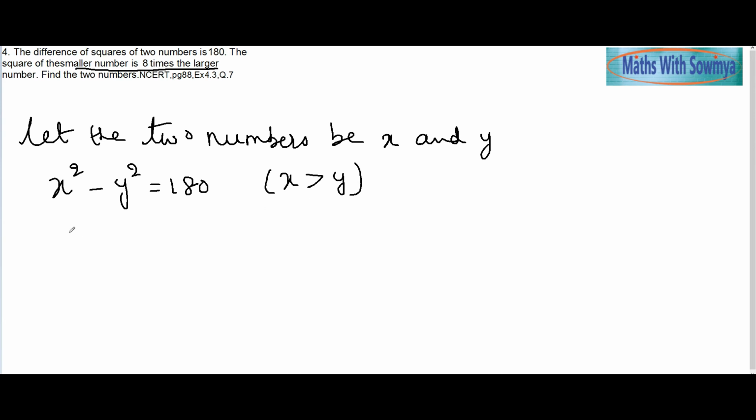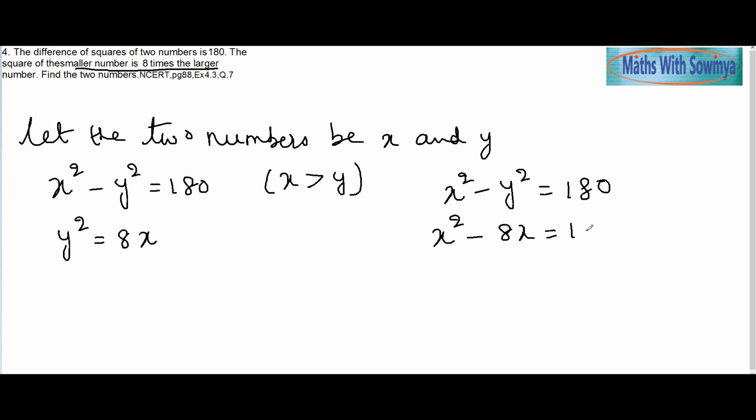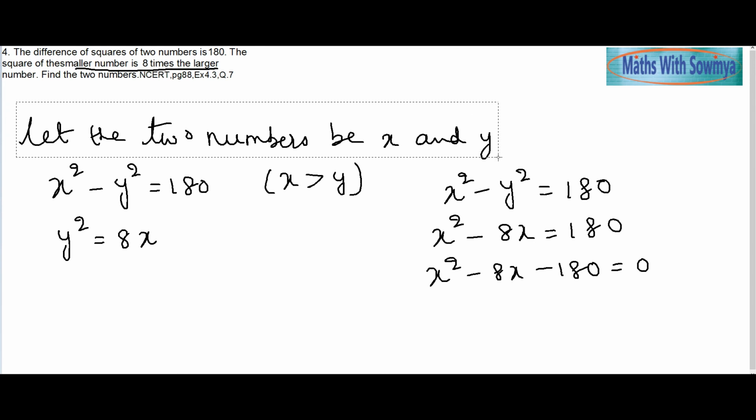Here y is the smaller number. Square of the smaller number is 8 times the larger. So now by using these two equations, I can say x square minus y square is 180. X square minus 8x, which is equal to 180. X square minus 8x minus 180, which is equal to 0. So using this, we can solve the quadratic.